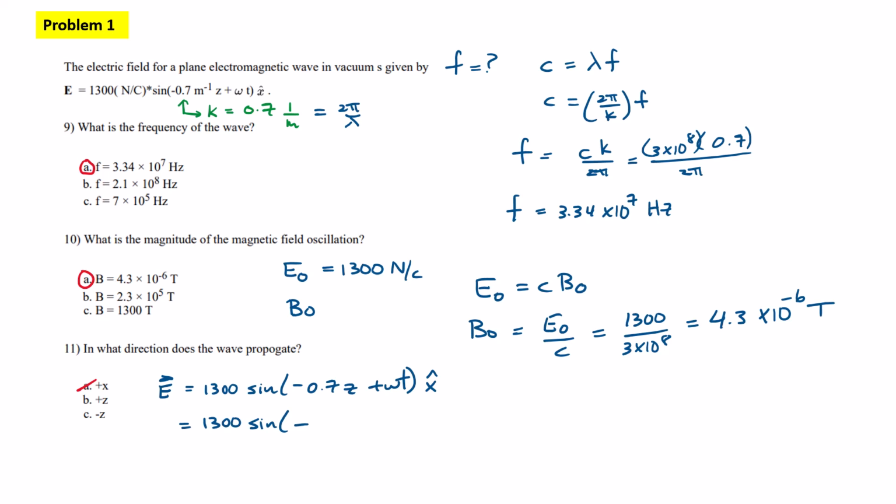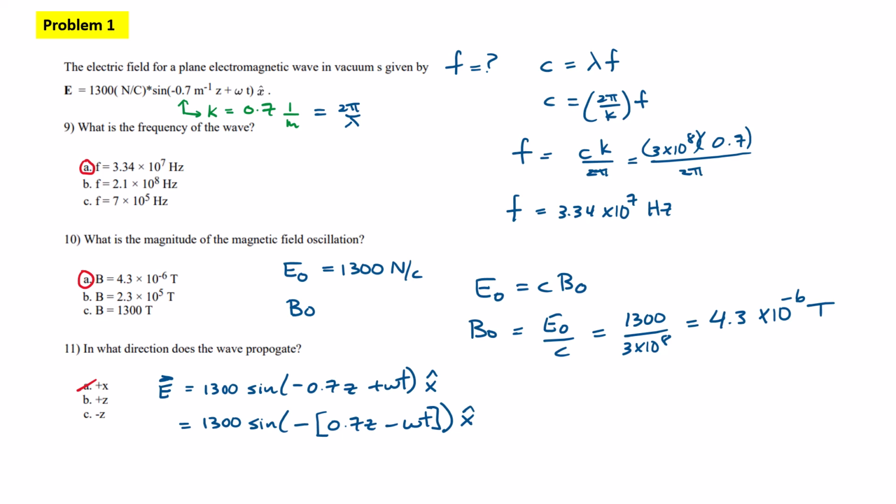So I would write minus up here. Let me open up a bracket. If I factor it out, I do 0.7z minus omega t. Close the square bracket, close the curved bracket. All right, so this is the exact same expression.